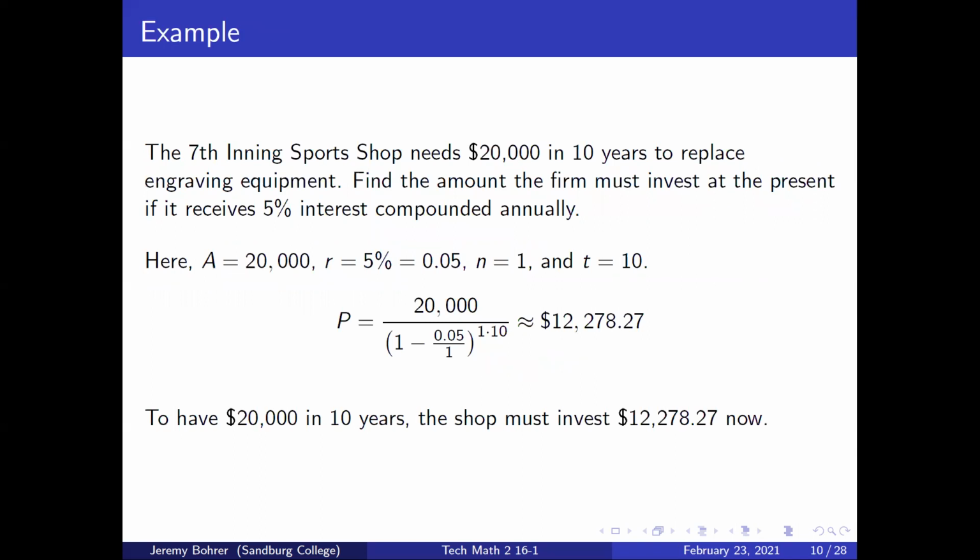The Seventh Inning Sports Shop needs $20,000 in 10 years to replace engraving equipment. Find the amount the firm must invest at the present if it receives 5% interest compounded annually. Here, A equals 20,000, r equals 5%, which is 0.05, n equals 1, and t equals 10. So P equals 20,000 over 1 plus 0.05 over 1 raised to the 1 times t, which is about $12,278.27. To have 20,000 in 10 years, the shop must invest $12,278.27 now.